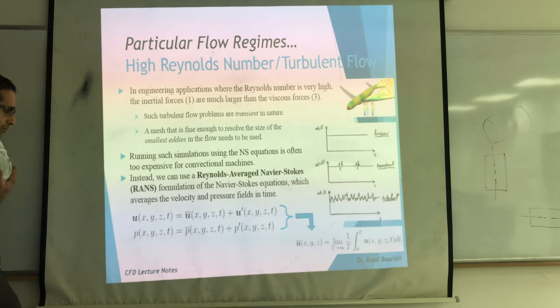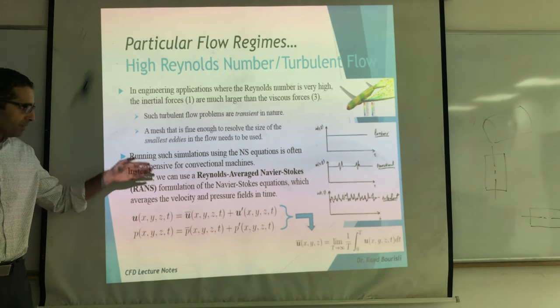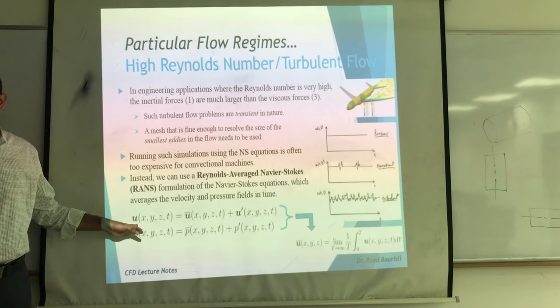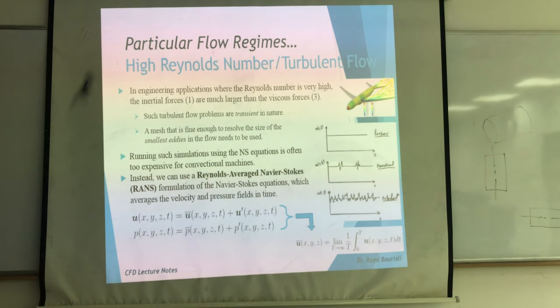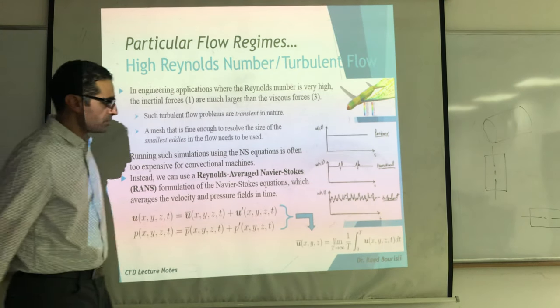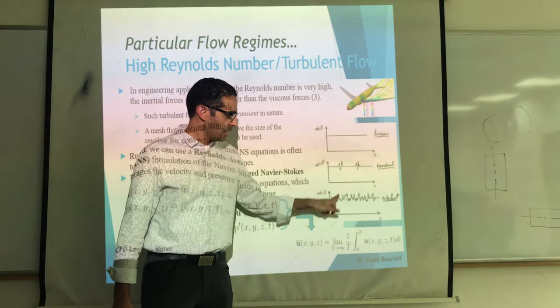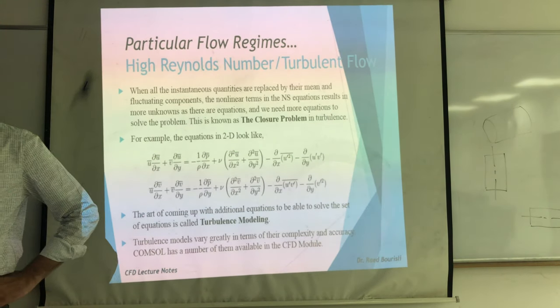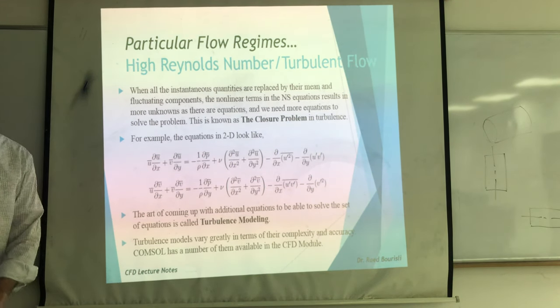Other times, the fluid flow is chaotic, and turbulence creeps in, and the velocity and pressure fields, the instantaneous velocity and pressure, can be broken up to ease the modeling process into mean and fluctuating part. So this instantaneous velocity can be broken up into a mean and then a fluctuating part about zero. Okay. We'll look at them when we do the turbulence flow.